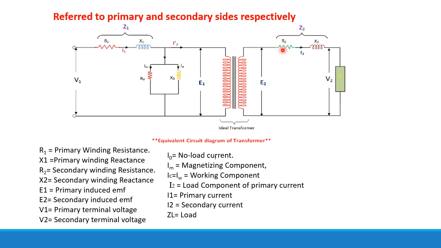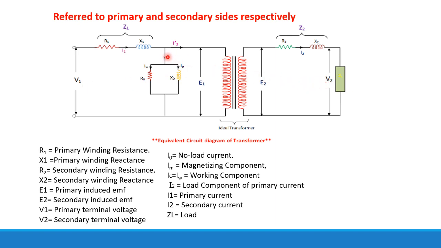Similarly, R2 is the secondary winding resistance. X2 is the secondary winding reactance. E1 is the primary induced EMF. E2 is the secondary induced EMF. V1 is the primary terminal voltage. V2 is the secondary terminal voltage.